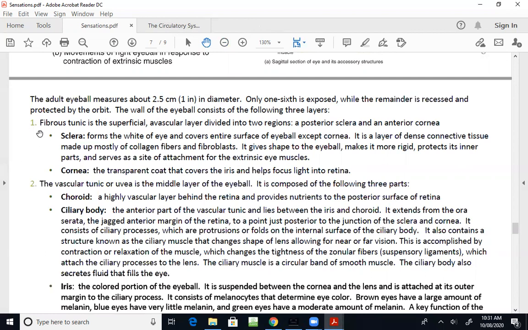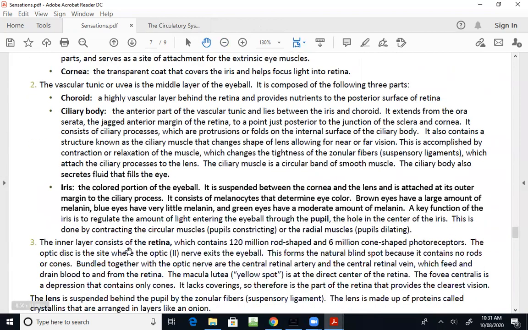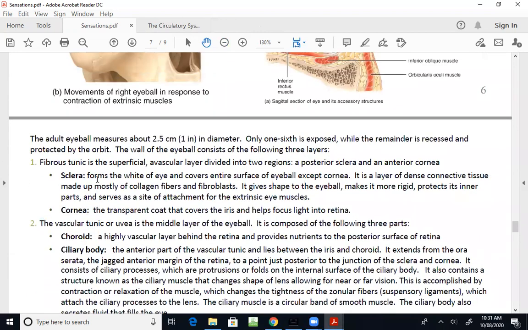3 layers make up the wall of an eyeball. The outer superficial fibrous tunic. The middle layer is the vascular tunic or uvea. And then the inner layer is the retina, which includes a lot of other structures to go with it that I'll get to. Let's talk about the fibrous tunic first.